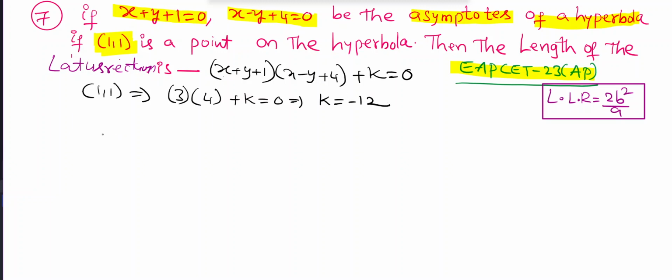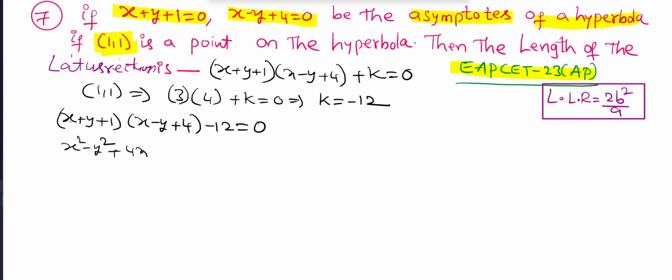Substituting the k value in the hyperbola equation, that is x plus y plus 1 into x minus y plus 4 minus 12 is equal to 0. Multiplying these two, x plus y into x minus y, this is x square minus y square. X plus y into 4, this is 4x plus 4y. X minus y into 1, this is x minus y plus 4 minus 12 is equal to 0.